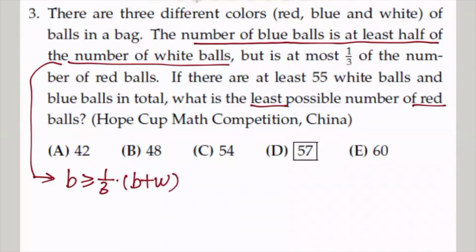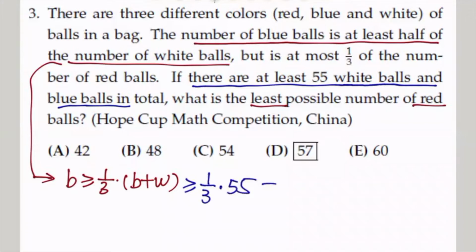And from the other sentence, we notice that the number of white and blue is at least 55, which means this is greater than or equal to 1/3 times 55. But notice that B has to be an integer, so B is at least 19.